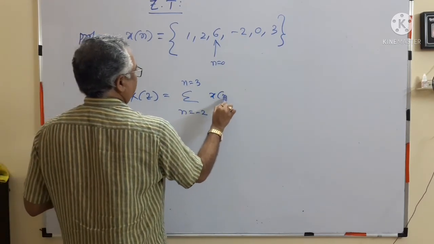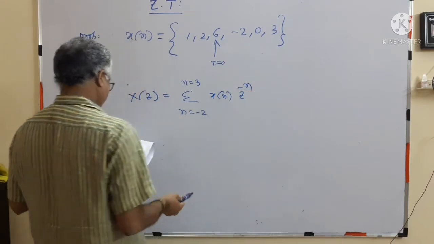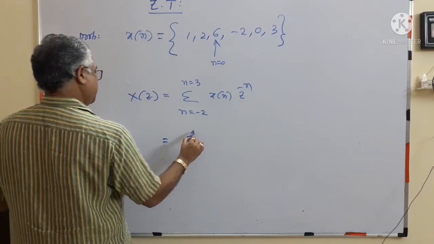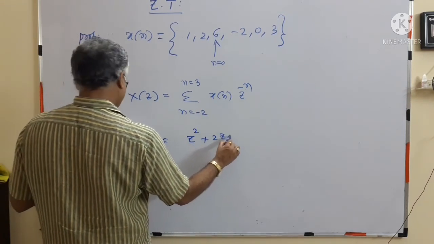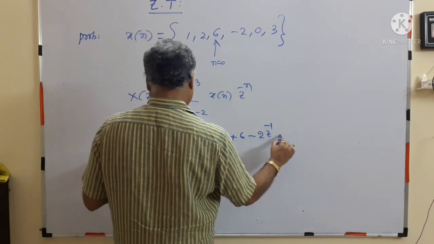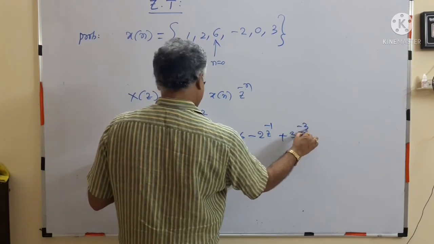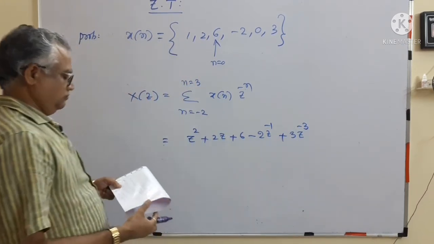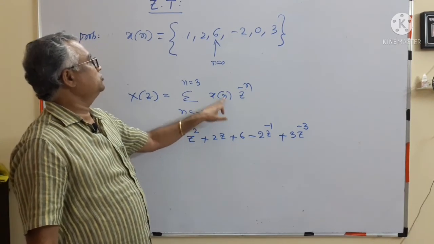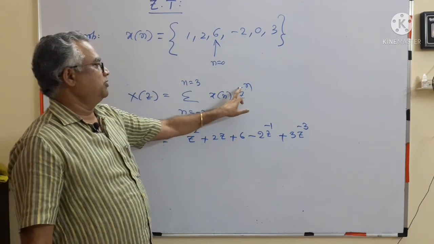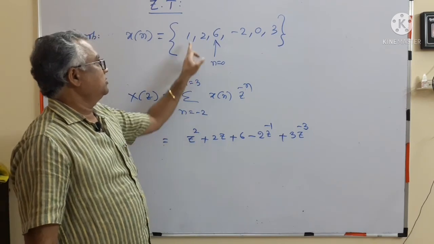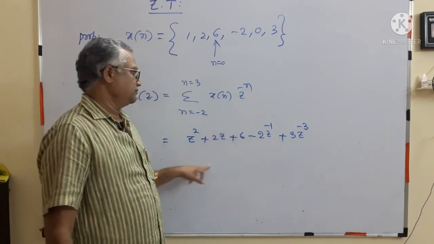Then sequence x of n, z power minus n. So you will get z square plus 2z plus 6 minus 2 z inverse plus 3 z power minus 3. So if you substitute x of minus 2, you will get 1, z power minus of minus 2, so z square. Like that, substitute and expand, you get this.